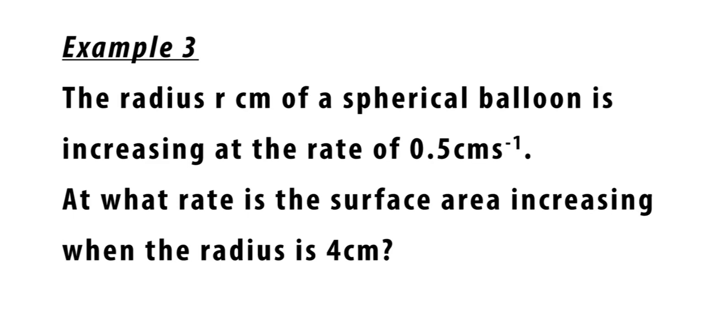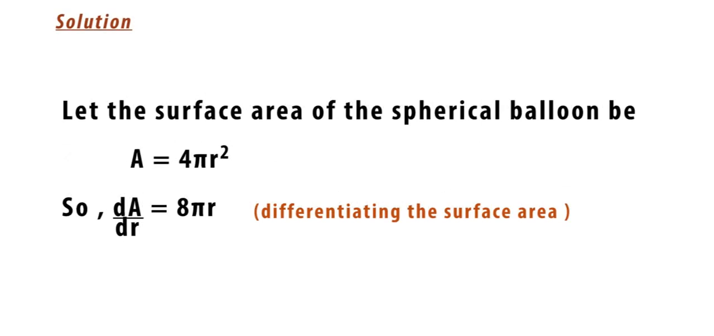Let's take the solution. Let the surface area of a spherical balloon be A, and that is given by 4 pi r squared. You remember we found the surface area of a sphere in one of our previous lessons on mensuration 2. And we have the surface area of a sphere to be 4 pi r squared. So we will differentiate this with respect to r.